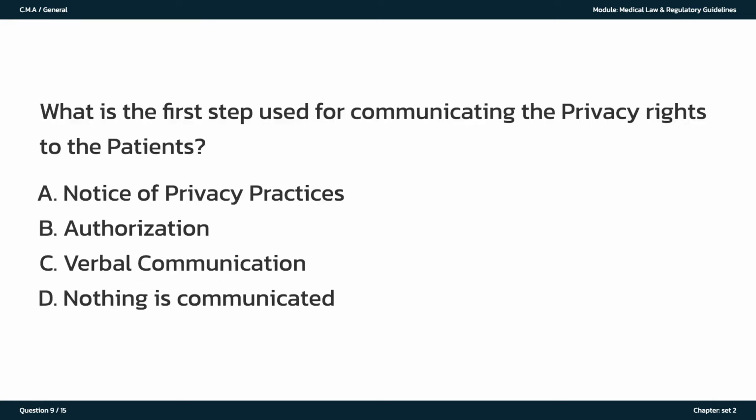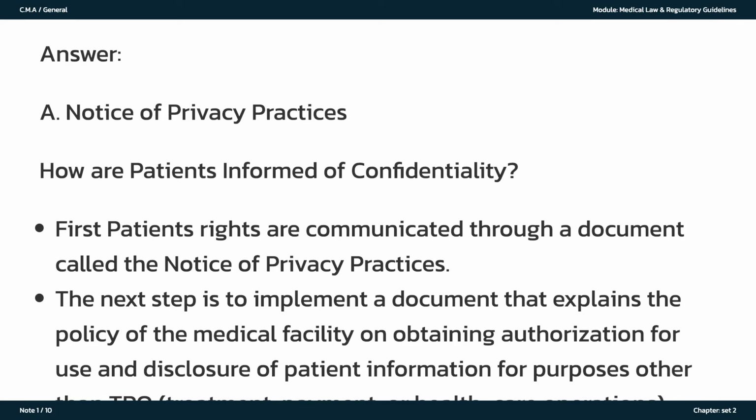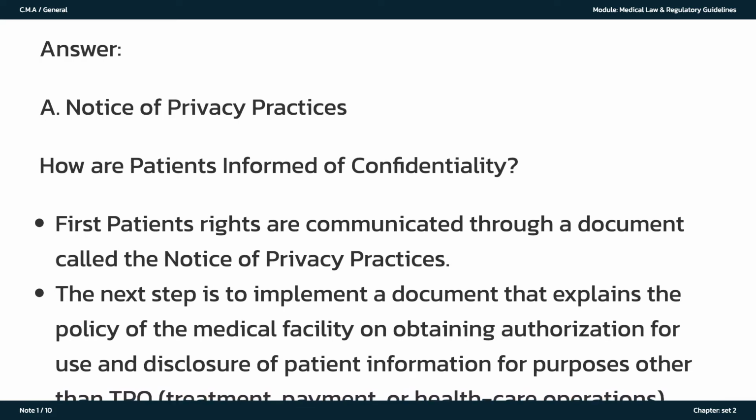What is the first step used for communicating the privacy rights to the patients? A. Notice of privacy practices. B. Authorization. C. Verbal communication. D. Nothing is communicated. The answer is A. Notice of privacy practices.